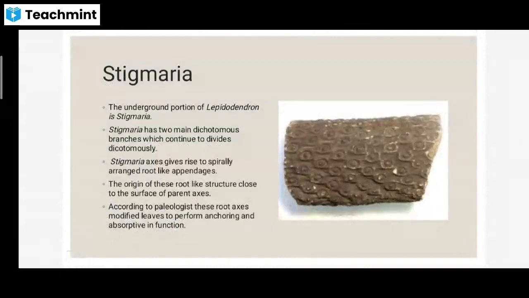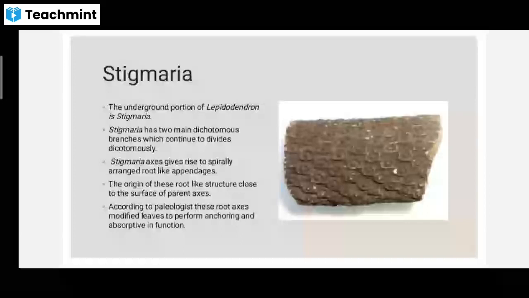Now the stigmaria. The underground portion of Lepidodendron is stigmaria. Stigmaria consists of two main dichotomous branches which continue to divide dichotomously. The stigmaria axis gives rise to spirally arranged root-like appendages. The origin of these root-like structures is close to the surface of the parent axis. The function of these modified leaves is to perform anchorage and absorption.